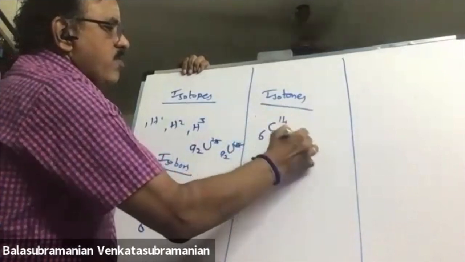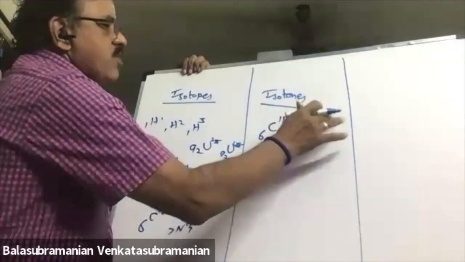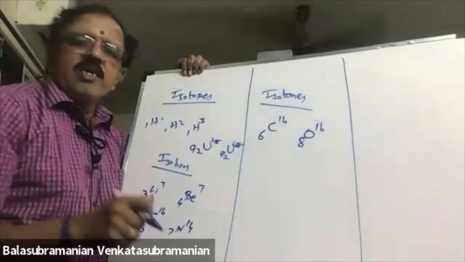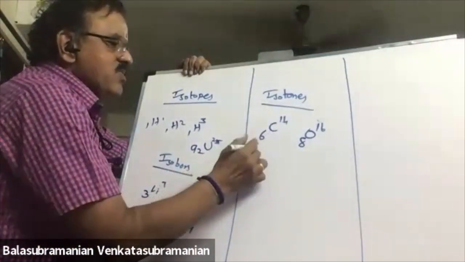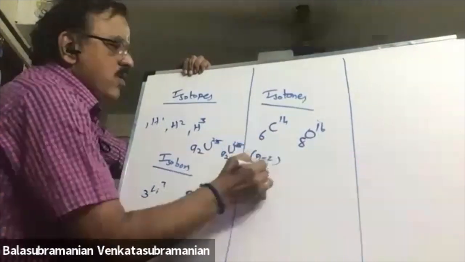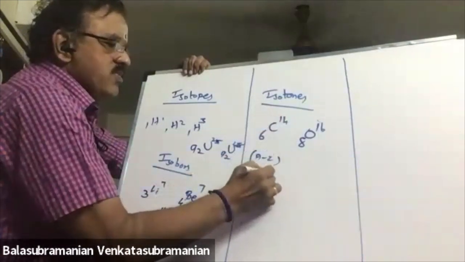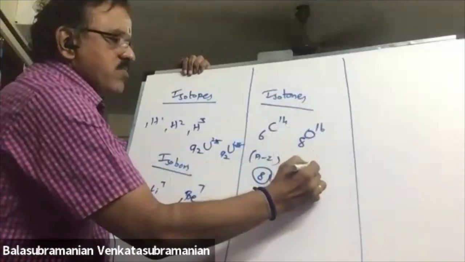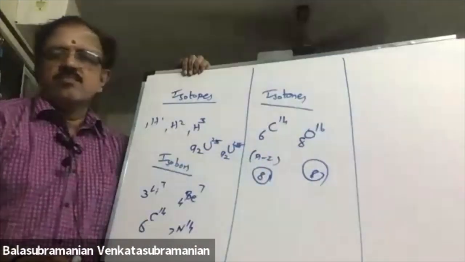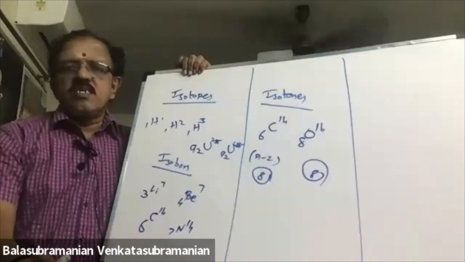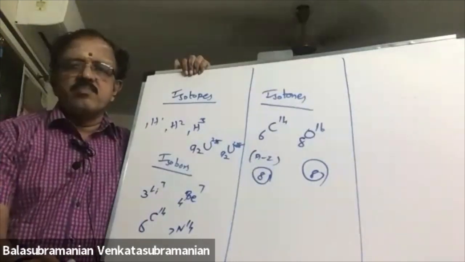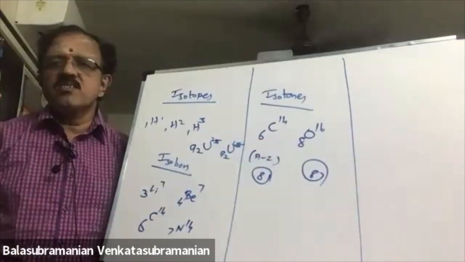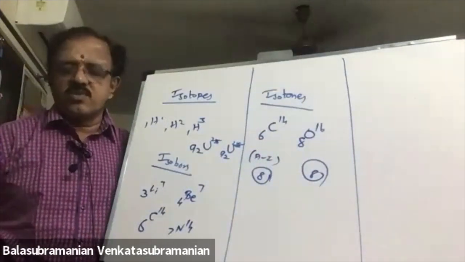6C14, 8O16. Neutron number I will calculate. A minus Z. What is it? 14 minus 6, 8. 16 minus 8, 8. So 8 neutrons each, same. Two different elements. Correct? This is called isotones.